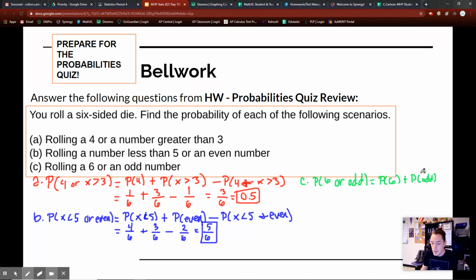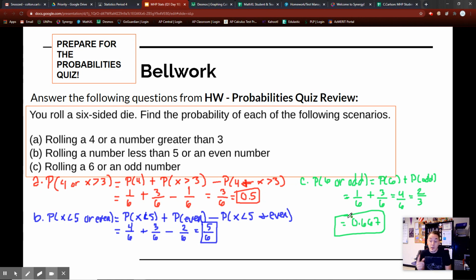Okay. Now, what does that equal? How many numbers are 6 on a 6-sided die? Obviously, just 1. How many odds are there? Half of them are odds, so 3. So this is 4 out of 6. This reduces down to 2 out of 3, which is also the same thing as 0.667, or 66%.